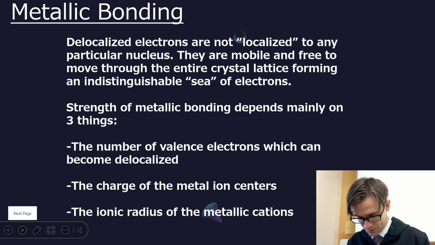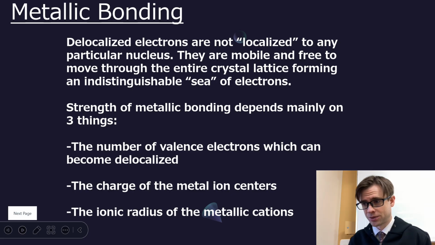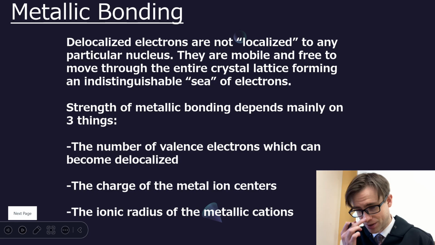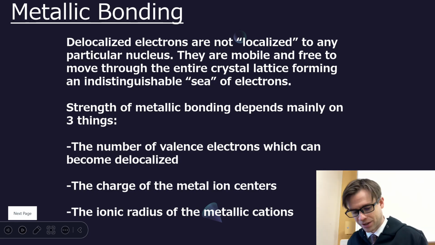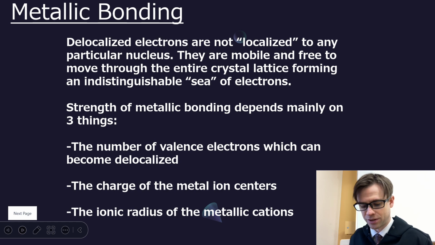Next, the charge of the metal ion centers. So once the electron leaves and joins the sea, you're going to have cations with certain charges. Sodium +1, magnesium +2, aluminum +3. So generally, this goes together with the first point, right? If aluminum has 3 valence electrons to lose, it will have +3 charge. Therefore, when one of these increases, the other one will as well. But next, the ionic radius of the metallic cations. This is something slightly different.